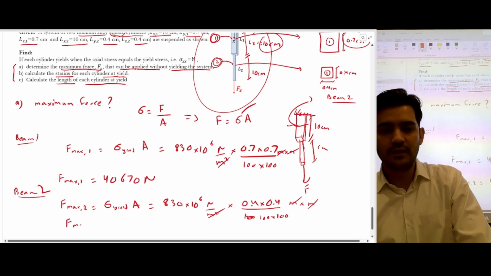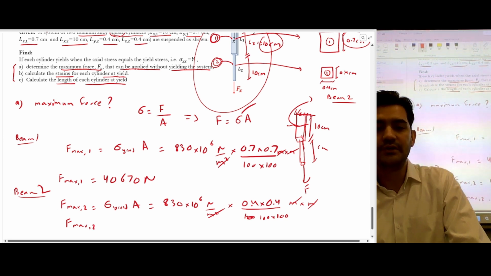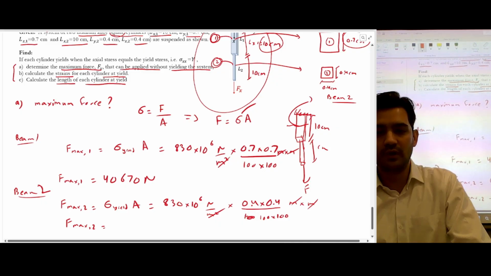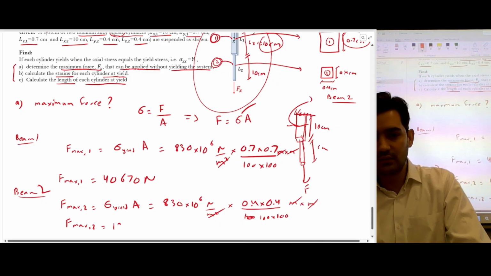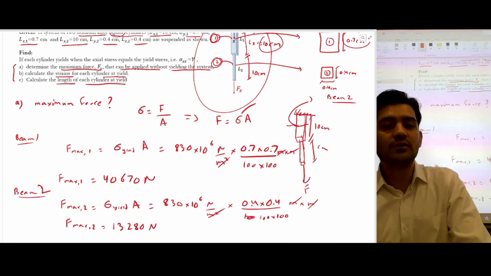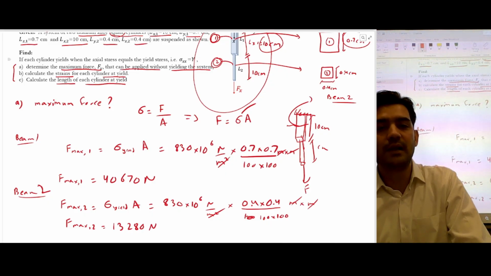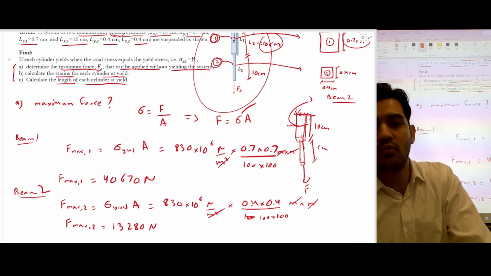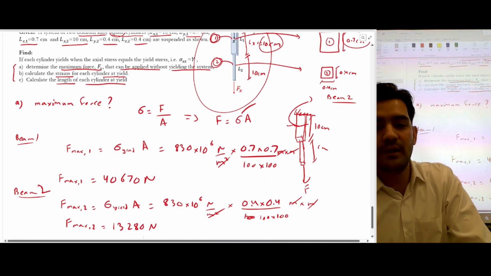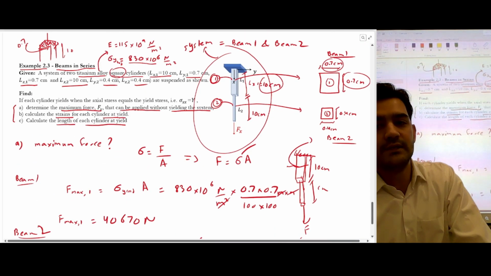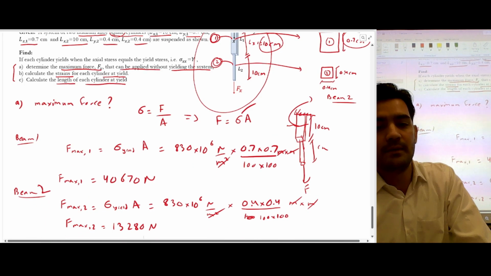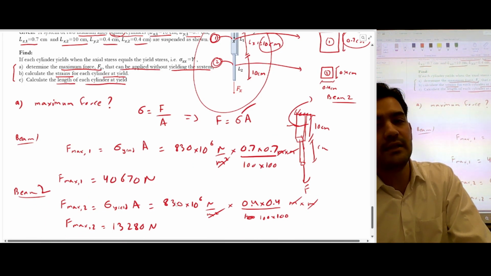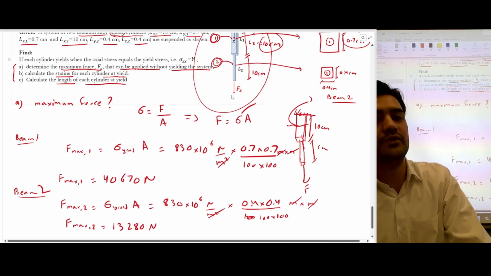So the force I'm getting, which is going to cause yielding in beam 2, is 13280 Newton. The question was to determine the maximum force that can be applied without yielding the system. So we don't want the entire system to yield. If you apply a force of 40,000 something, it's going to cause yielding in beam 1. But if you apply a force of 13,280, it's going to yield beam 2. But we have to give one force because we don't want the entire system to yield.